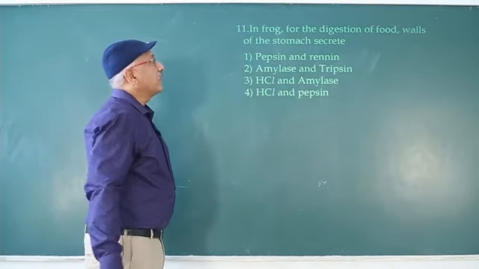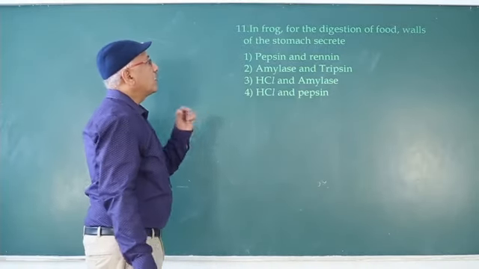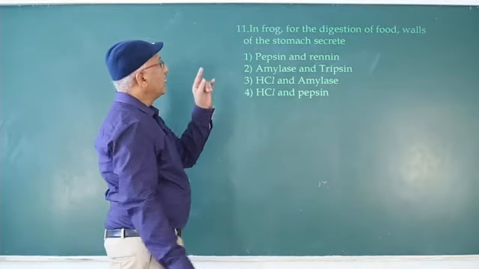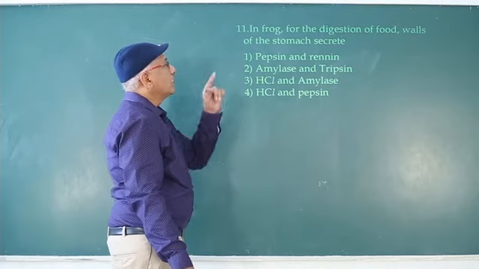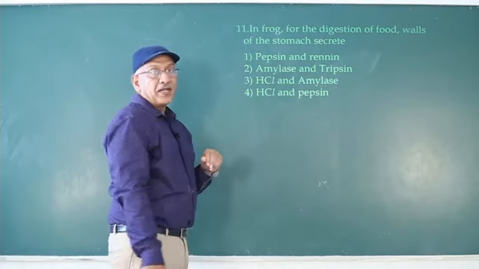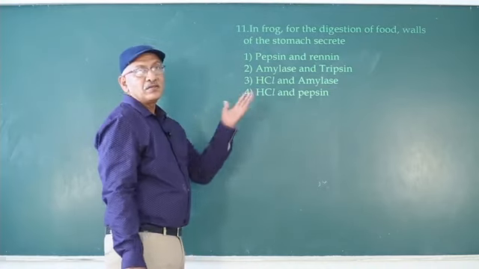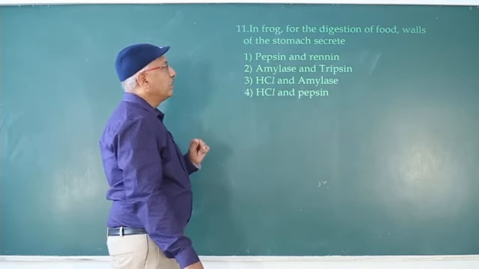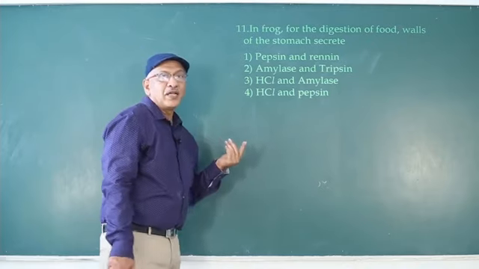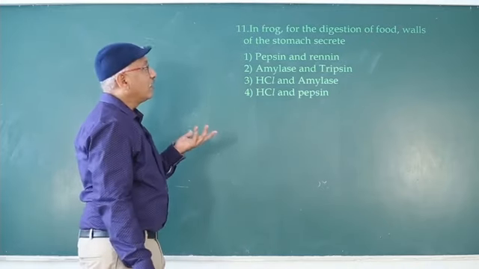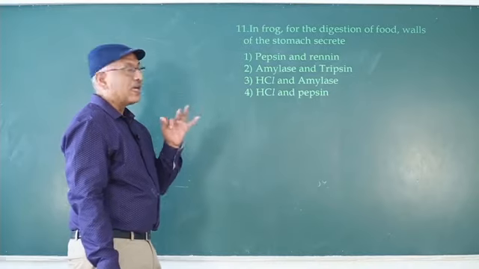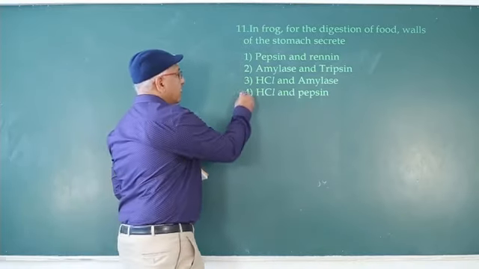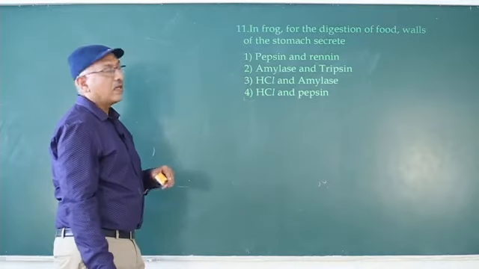In frog, for the digestion of food, the walls of the stomach secrete pepsin and renin. Renin is present in only mammals, so that is not correct. Next one, amylase and trypsin. Trypsin and amylase act only in the small intestine, not in the stomach of any animal. So wrong. HCl and amylase, wrong. So the answer is HCl and pepsin.